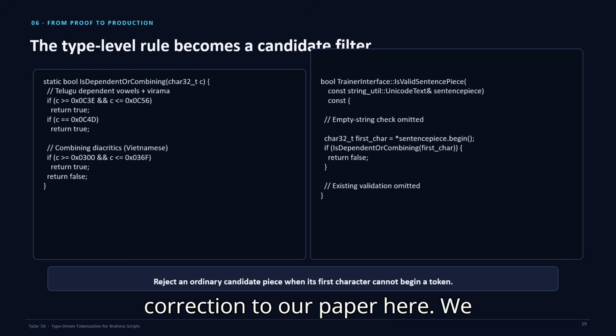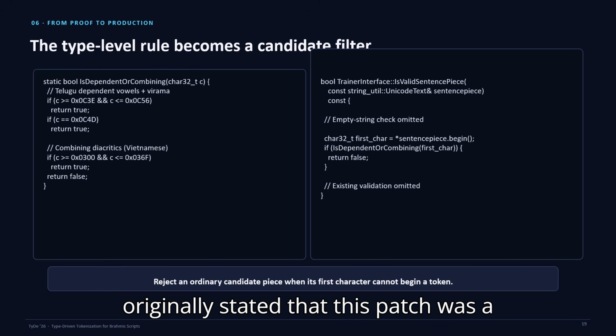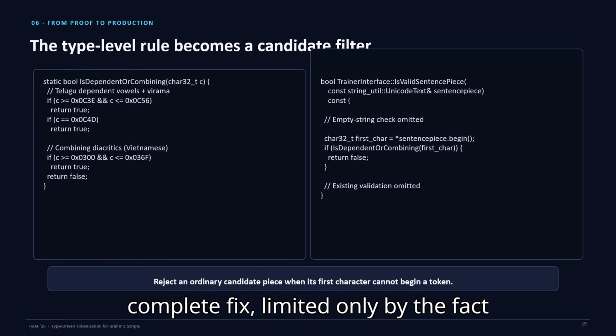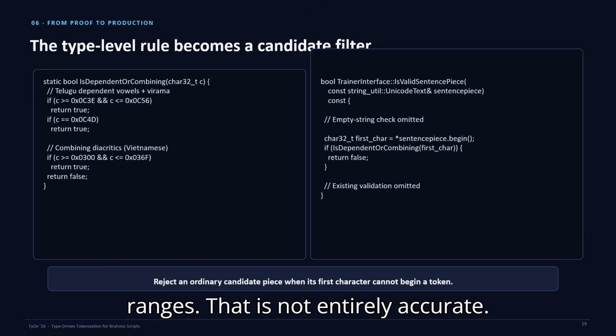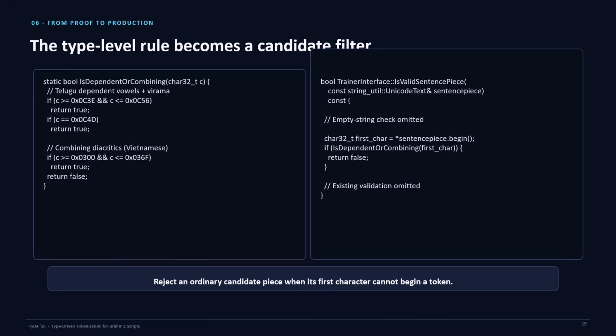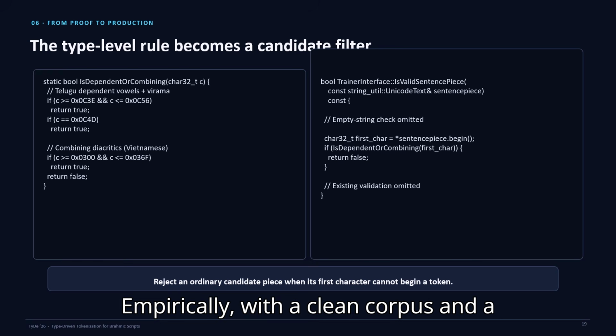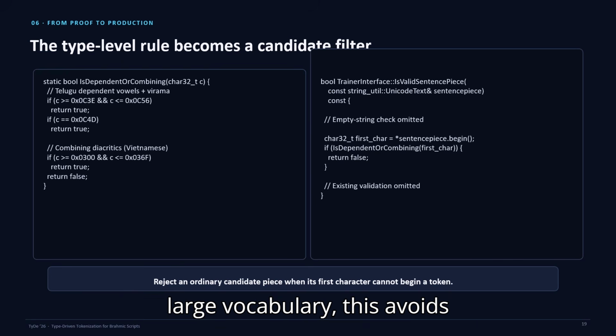Now we need to make a correction to our paper here. We originally stated that this patch was a complete fix, limited only by the fact that it hardcodes specific Unicode ranges. That is not entirely accurate. Empirically, with a clean corpus and a large vocabulary, this avoids invalid characters. But theoretically, it is incomplete.